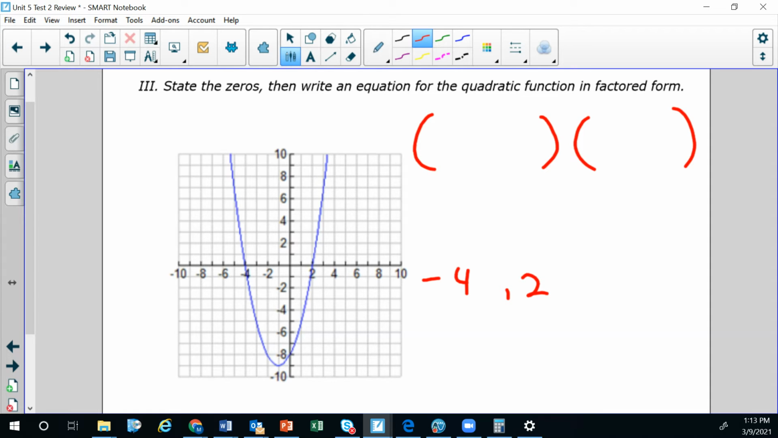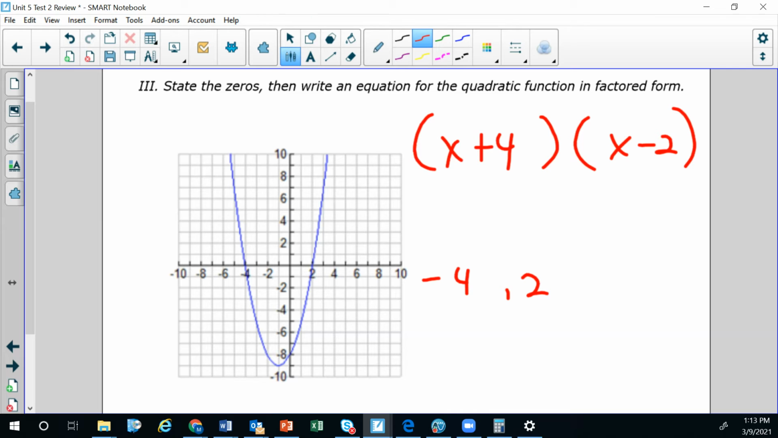So to put them in factored form, this is going to be x plus 4, and for the 2, it's going to be x minus 2. So all you do is just change the signs. So that's the equation in factored form, and the zeros are -4 and 2.